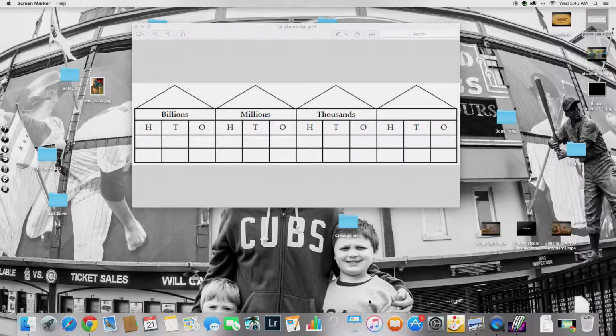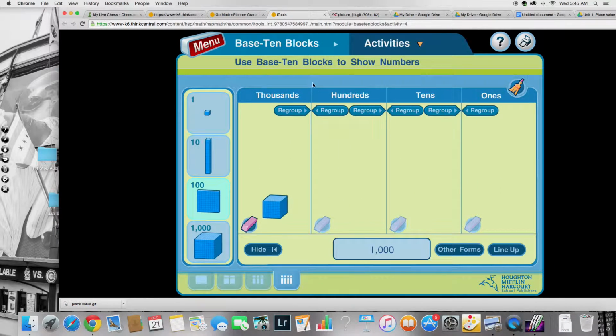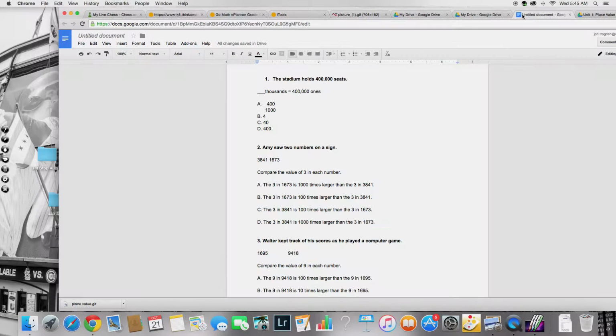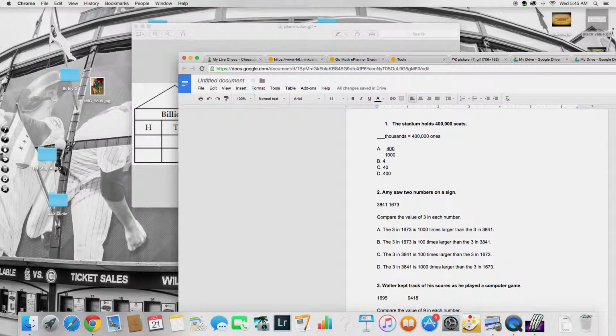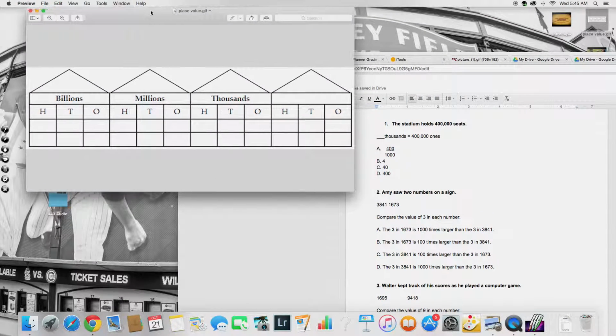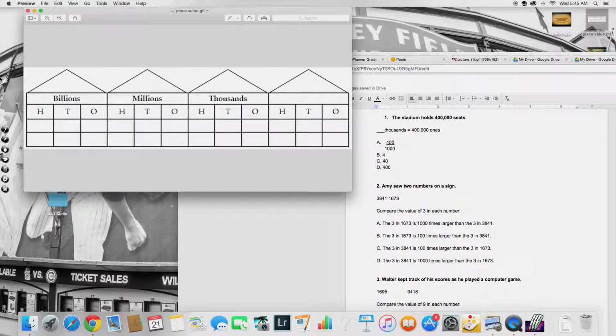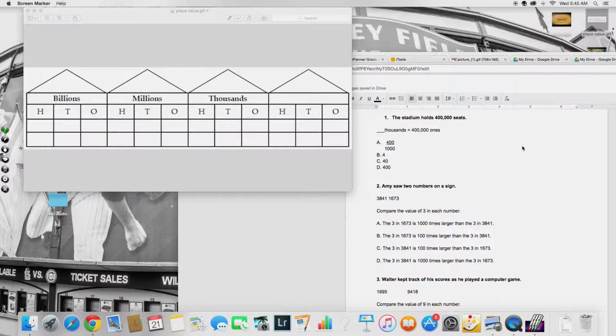Let's see. I've got to remember what I'm doing here. Now I've got to go back to the bin. The stadium holds 40,000 seats, number one here. How many thousands would equal 400,000 ones?